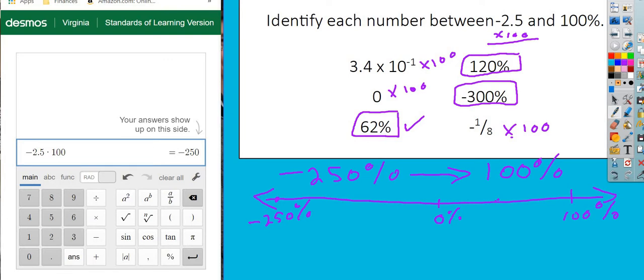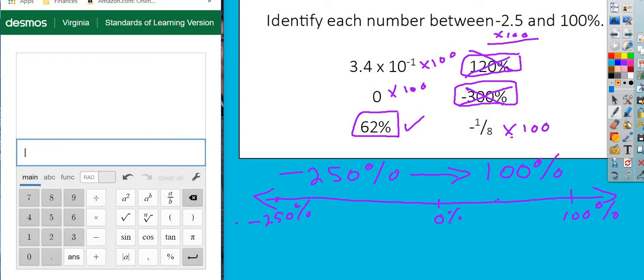Negative 300% would be past the negative 250 going to the left, so that one is not between those two numbers. Now let's look at 120%. 120% is larger than 100%, so that is not an answer. So let's just try and go through each of these one at a time.